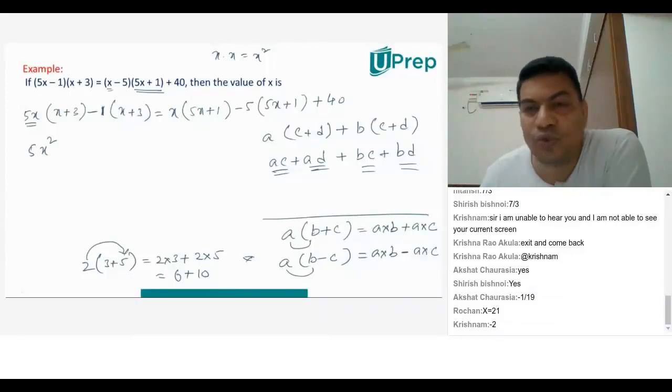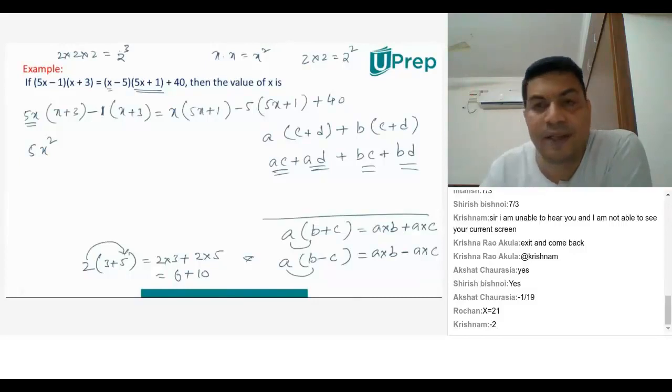It's like 2 into 2 is 4. But if I were to write it, I can write it as 2 square. If I have 2 into 2 into 2, if I multiply 3 times, I write it as 2 to the power of 3. You have learned this in exponents, right?